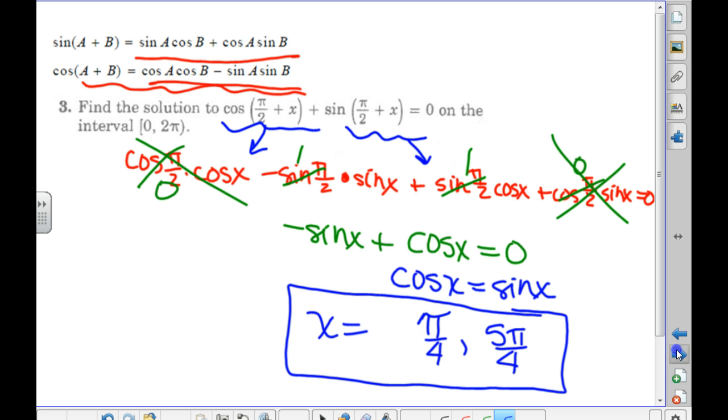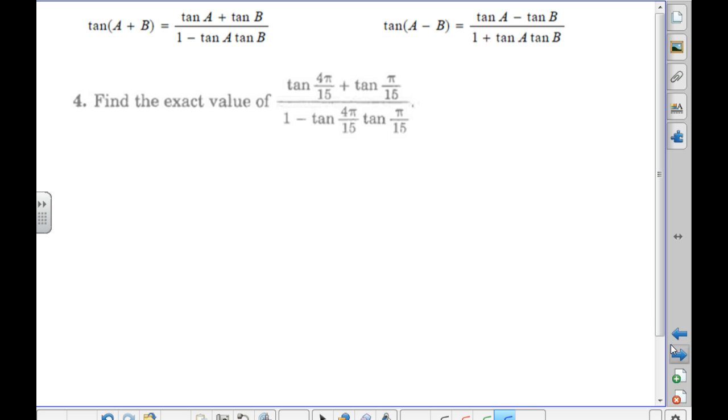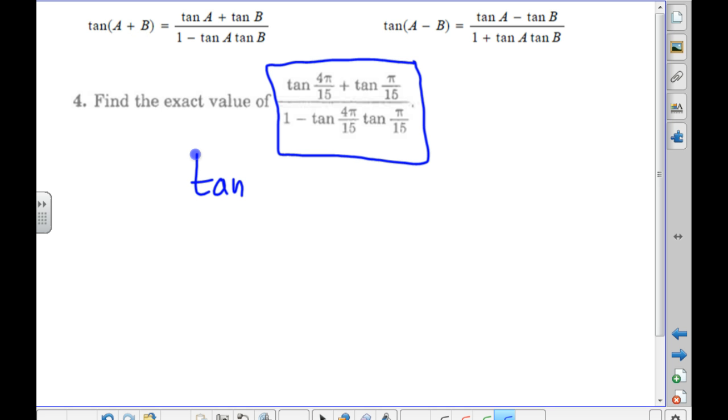This is really important. I need you to be awake, not zoning out here, okay? I had a lot of trouble with this question in the last class, and it's not meant to be trouble. When you see this disaster, you need to look at your sheet and say, where does it say tan plus tan over 1 minus tan times tan? Tan A plus B, okay? All of this is equivalent to tan of A plus B. But what is A in this question? 4 pi over 15.